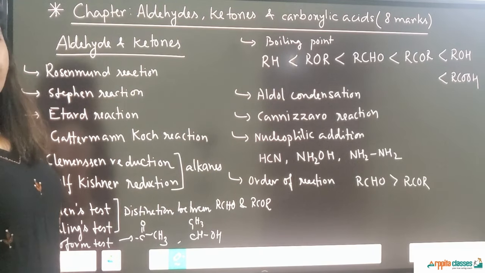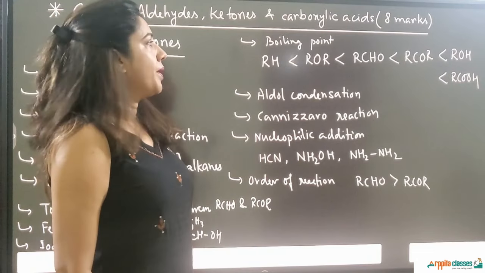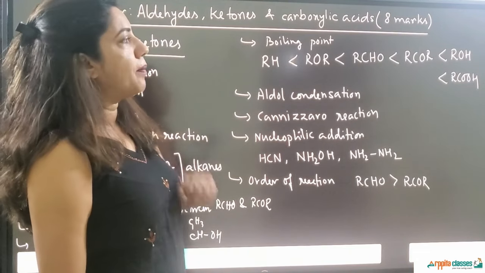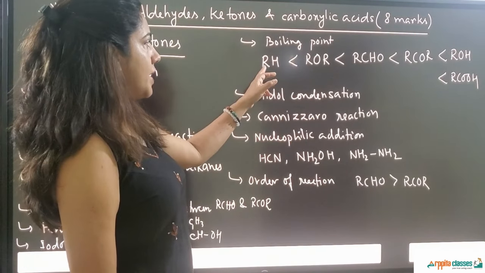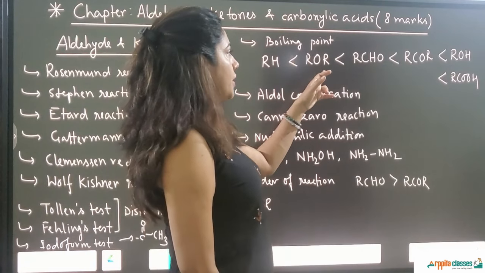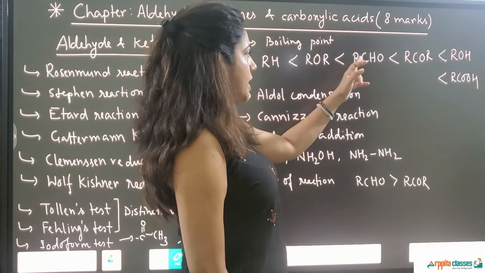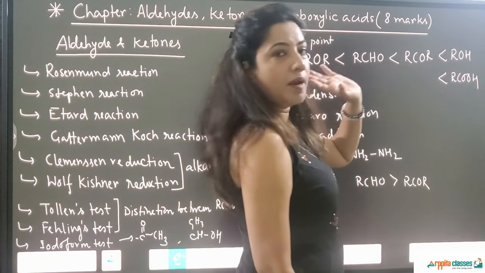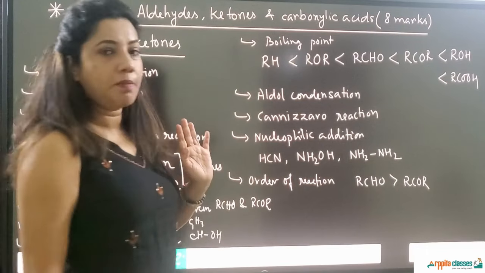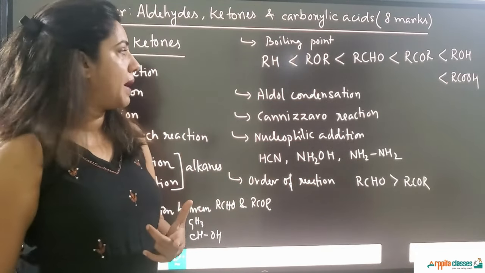Then we have boiling point comparison, where we know that the boiling point of carboxylic acid is maximum, and the trend goes like this. RH, that is alkane, the boiling point of ether is more than that, which is less than again aldehyde, which is less than ketone, which is less than alcohol, and finally carboxylic acid having the maximum boiling point. So you need to know the reason behind it.